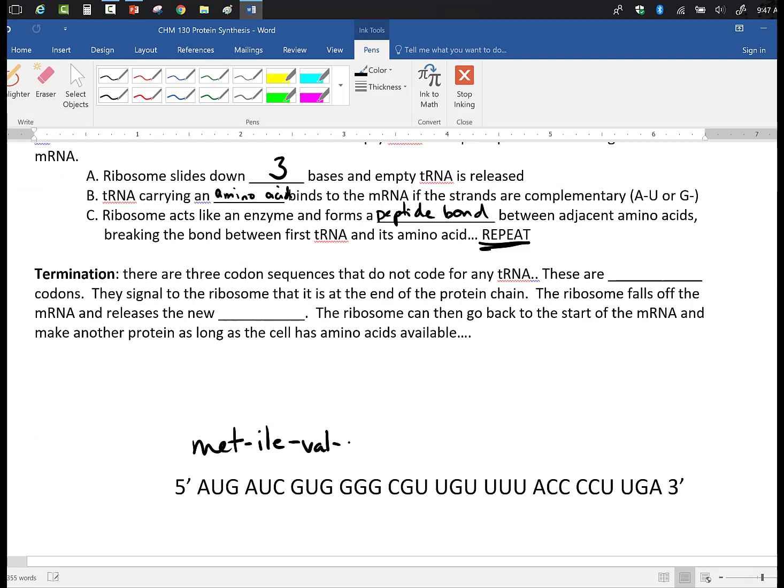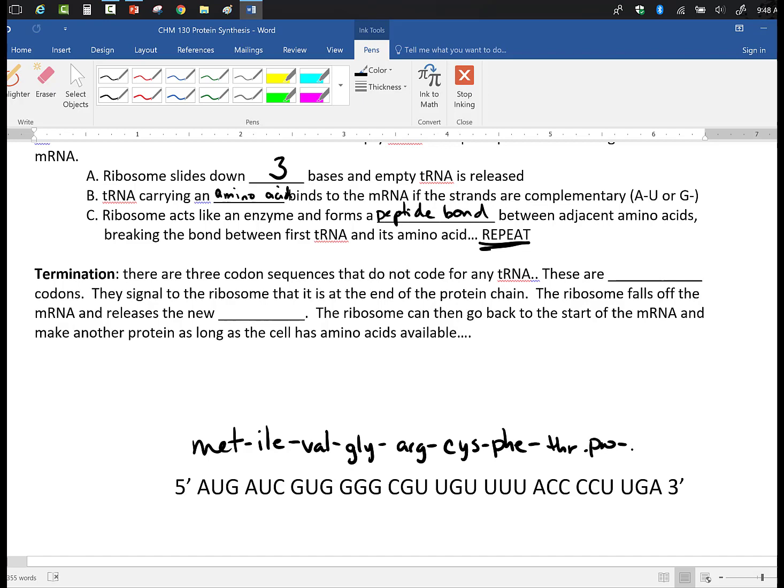That stands for valine. GGG? Glycine. CGU? Arginine, that's what it stands for. UGU? That's cysteine. It's the other sulfur-containing amino acid. UUU? Oh, phenylalanine, PHE. ACC? Threonine, THR. CCU? Pro, which is proline.